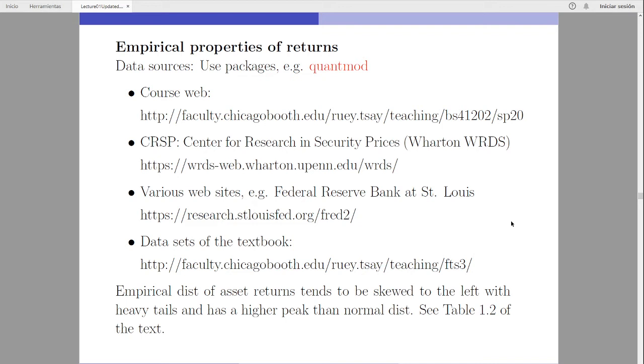So, empirical distributions of asset returns tend to be skewed to the left with heavy tails and have a higher peak than the normal distribution. In order to see that, we're going to... Okay, wait, you're not seeing the book. Well, if you see table 1.2 of the textbook, you can see that that distribution is not exactly normal, but it's skewed to the left, and heavy tails means the function does not exactly follow the rule.